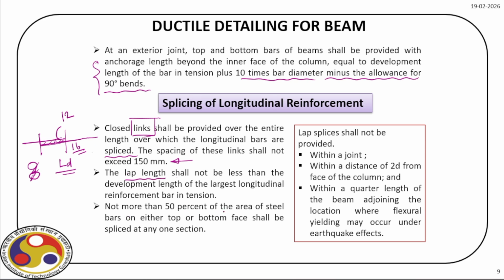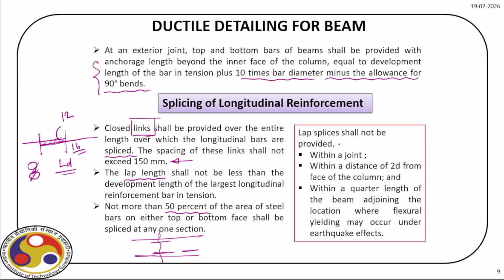Not more than 50% of the area of steel bars on either top or bottom face shall be spliced at any one section. So what it says is that if you have a section with top members and bottom members, and you apply splice to more than 50% at a single location, you should not do that. In that case, you stagger it. So you have a splicing here and then another splicing at some other location, but it should not go more than 50% at a particular location.